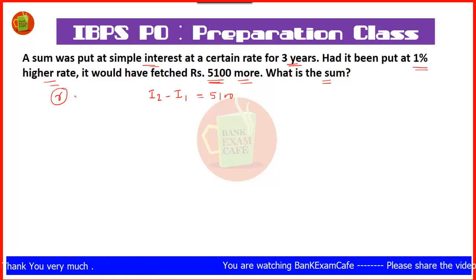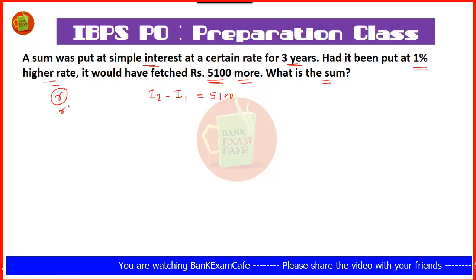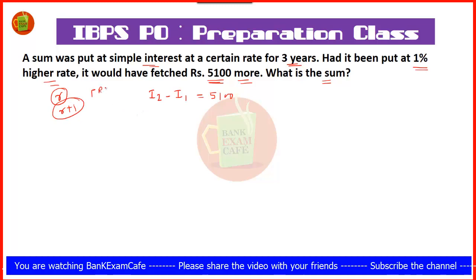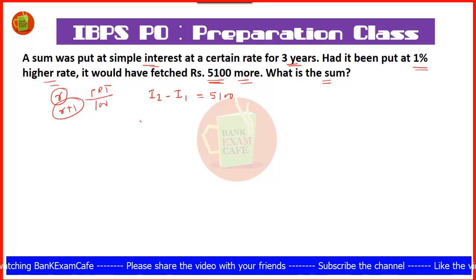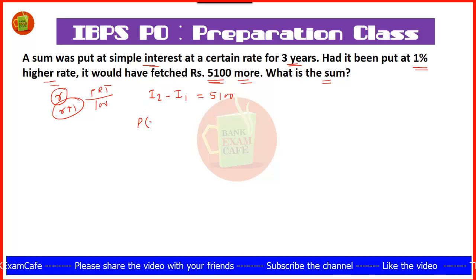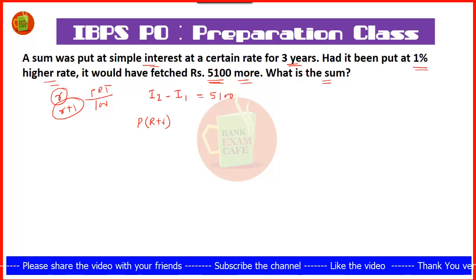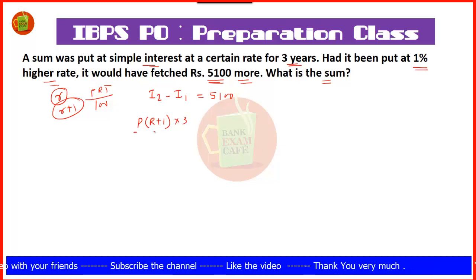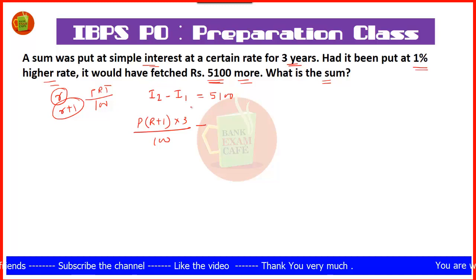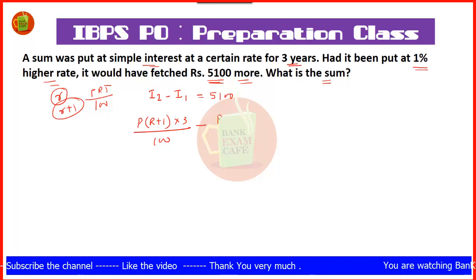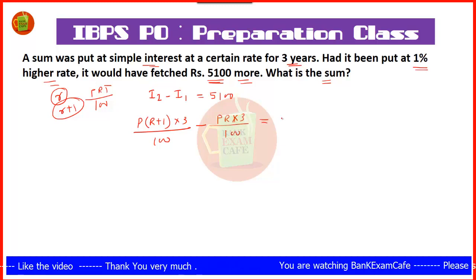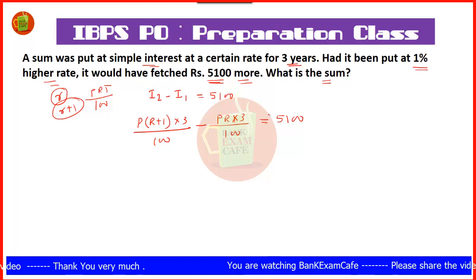Let the r be the rate of interest in the first case, and in the second case it will be r plus 1, correct? So the simple interest is calculated as PRT upon 100. So this will be P into bracket r plus 1, because 1% higher rate is here, into 3 divided by 100 minus I1 is what? It will be PRT, that is into 3 by 100, and this difference is equal to 5,100.